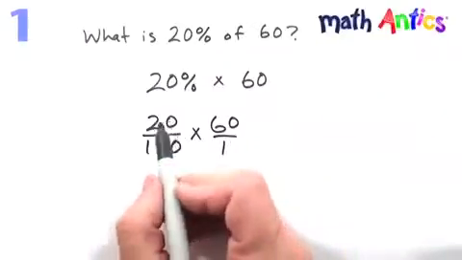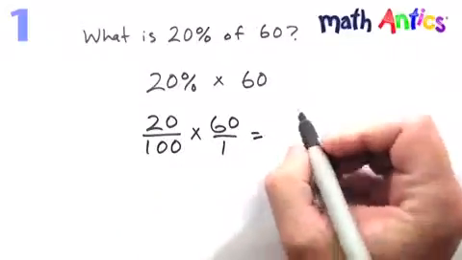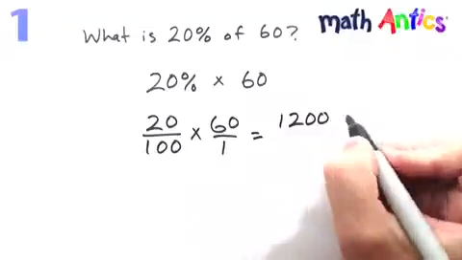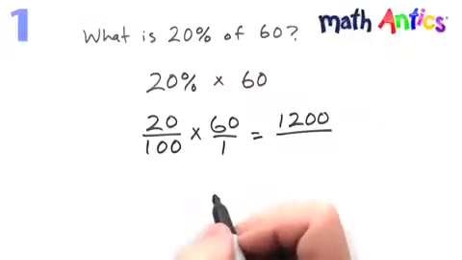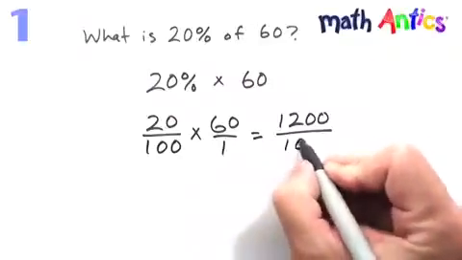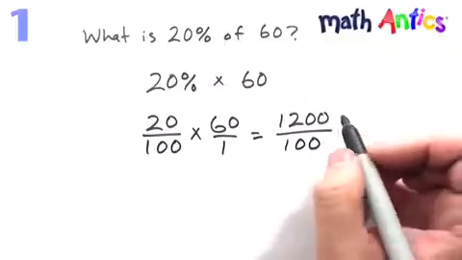All right, so now we just multiply the top numbers. So 20 times 60 equals 1,200. And then we multiply the bottom numbers. 100 times 1 equals 100. All right, and now I'm going to show you how to simplify this.